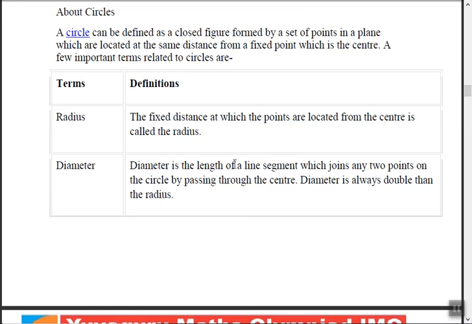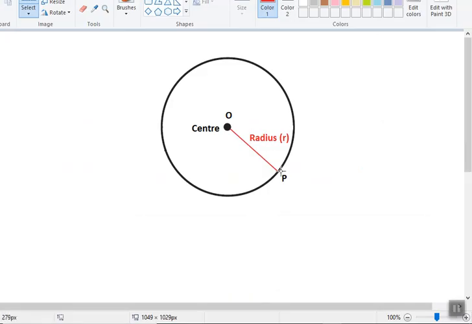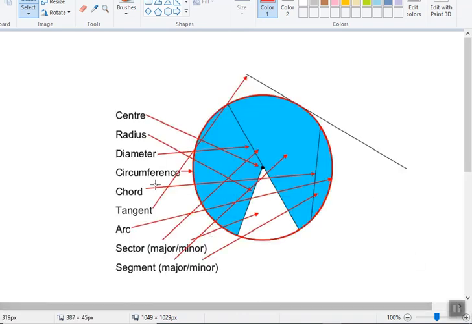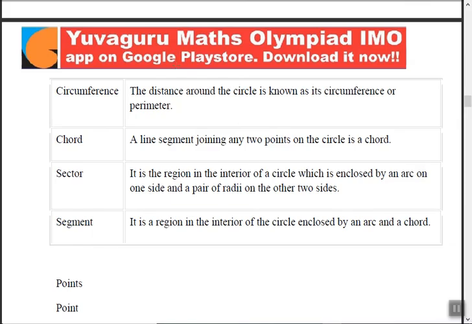What is the diameter? Diameter is the length of the line segment which joins any 2 points on a circle passing through the center. Diameter is always double the radius. See this. If I join this point P with some point Q over here which passes through the center, it will be called diameter PQ. It should pass through the center, so it will definitely be double the radius. See, this is the circumference. In this figure we are finding everything in one go. The distance around the circle is known as the circumference.